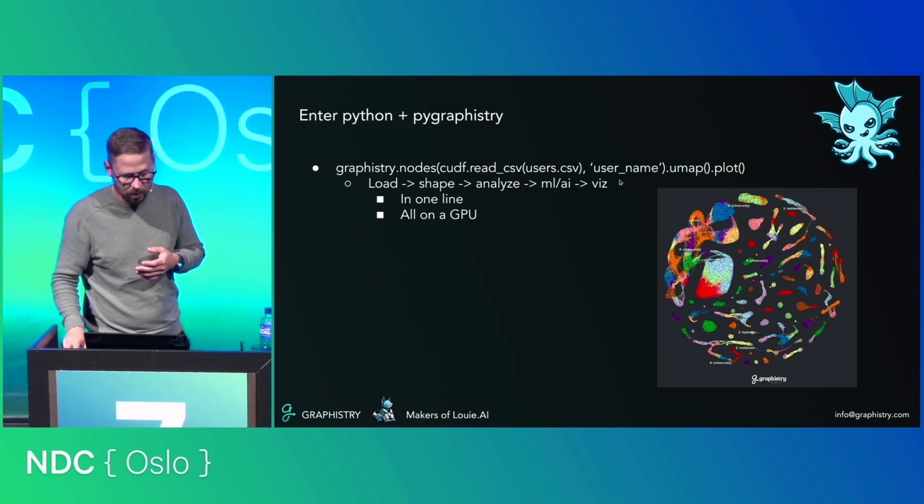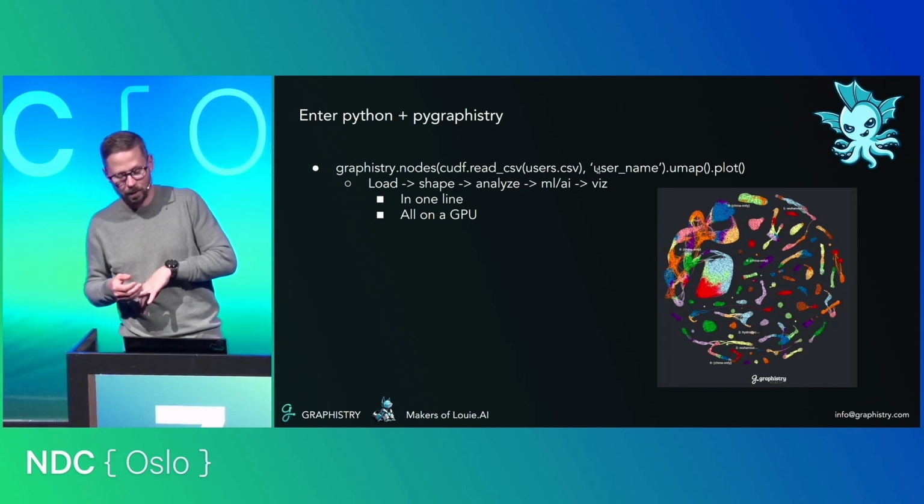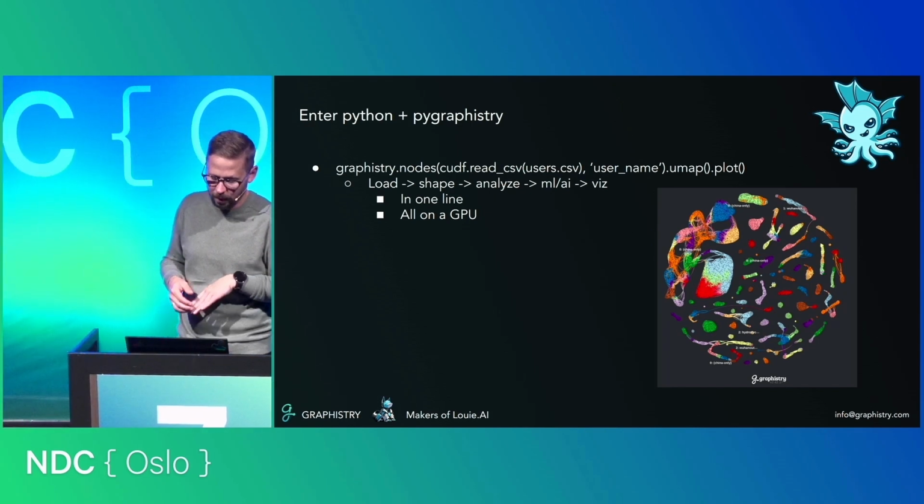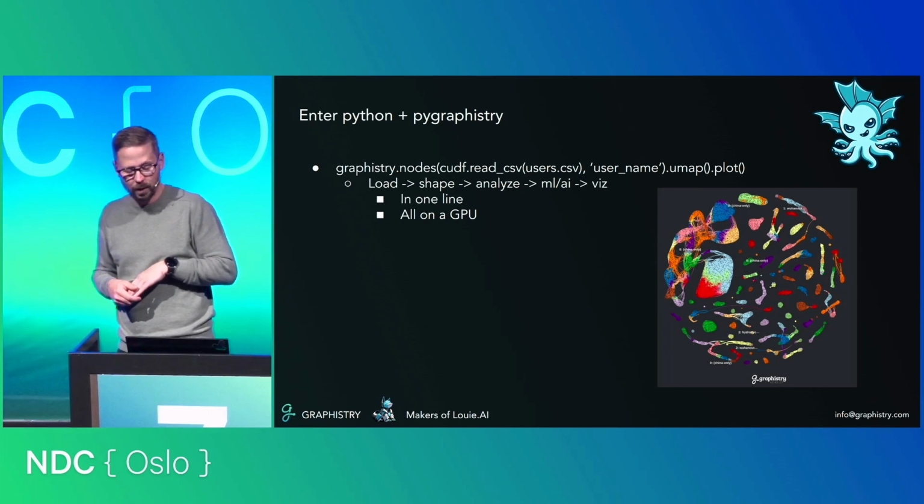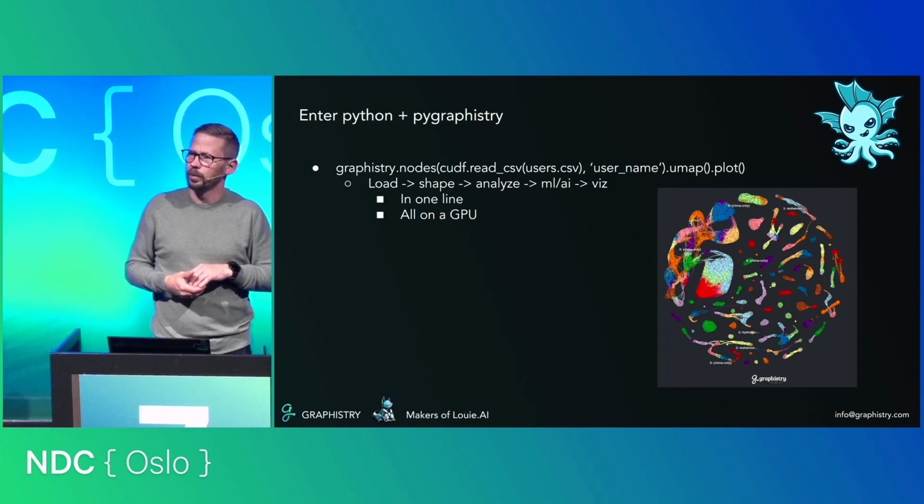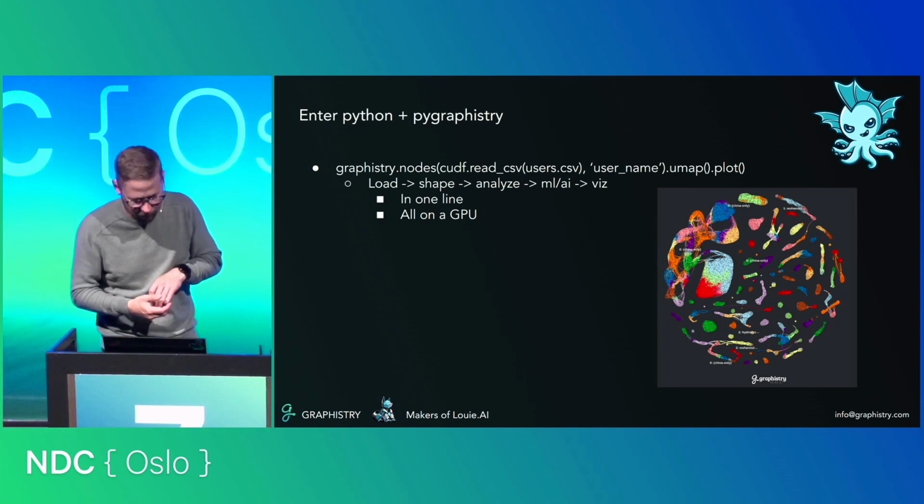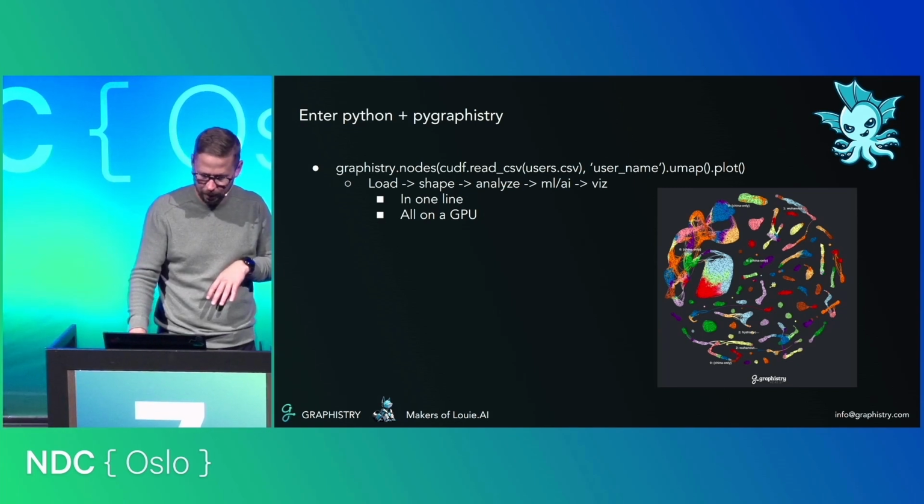What you're doing is you're loading and shaping and analyzing, throwing some AI on it, and you're visualizing it in one line in your Jupyter notebook or wherever you want to do it. So it's quite easy to get to the graph you see here.